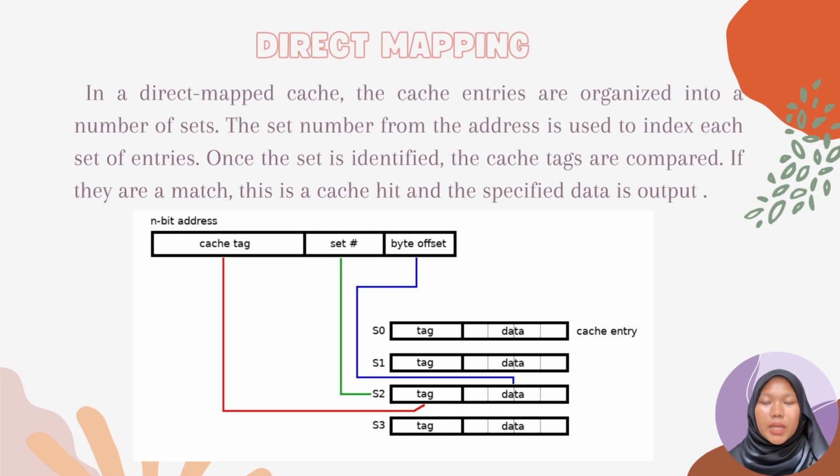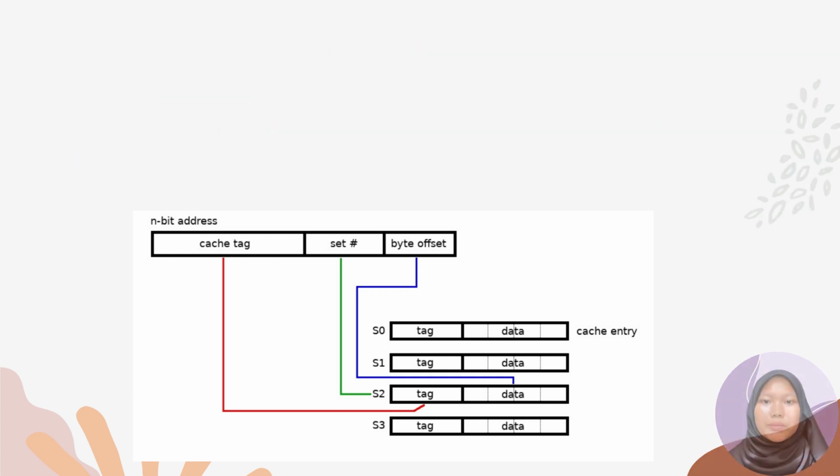First, direct mapping. In a direct mapped cache, the cache entries are organized into a number of sets. The set number from the address is used to index each set of entries. Once the set is identified, the cache tags are compared. If they match, this is a cache hit and the specific data is output.